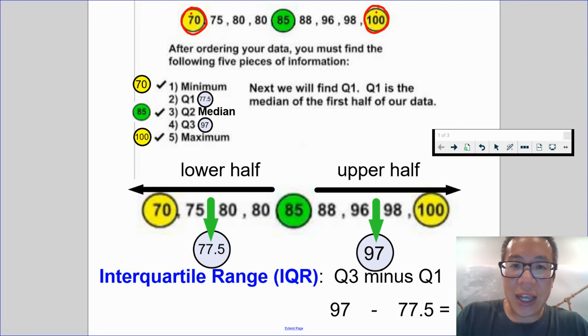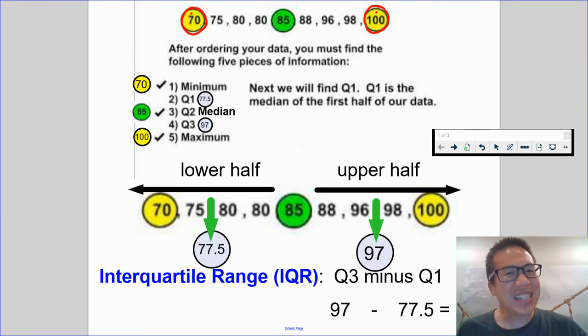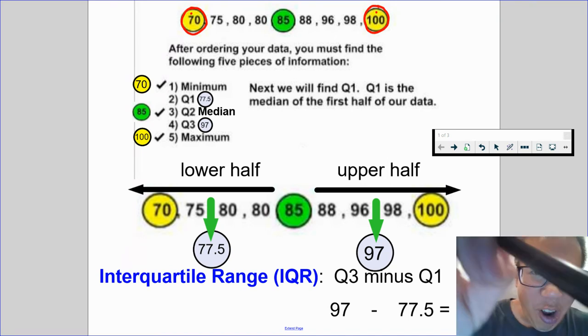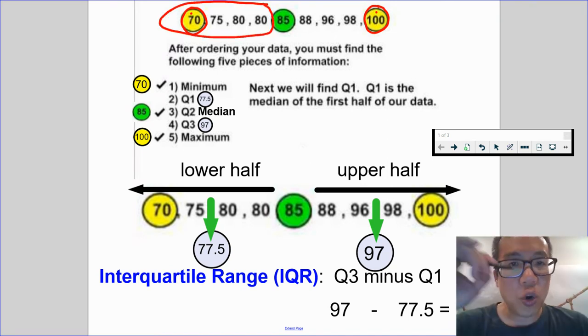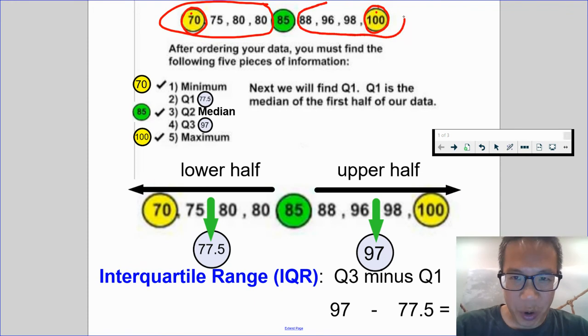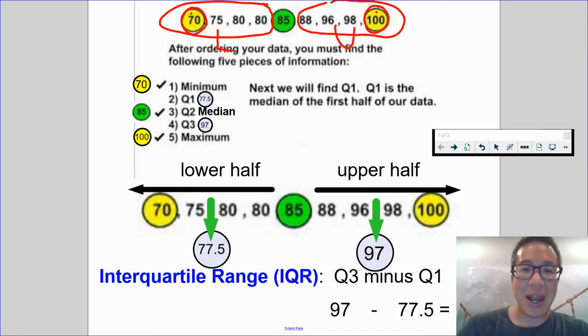Next, we will find Q1 or quartile 1. Quartile 1 is the median of the first half. It means like the lower half. So here's the median right here, 85. All of these are the lower half. So what numbers constitute the upper half? These four numbers are the upper half. So this is the lower, this is the upper half.